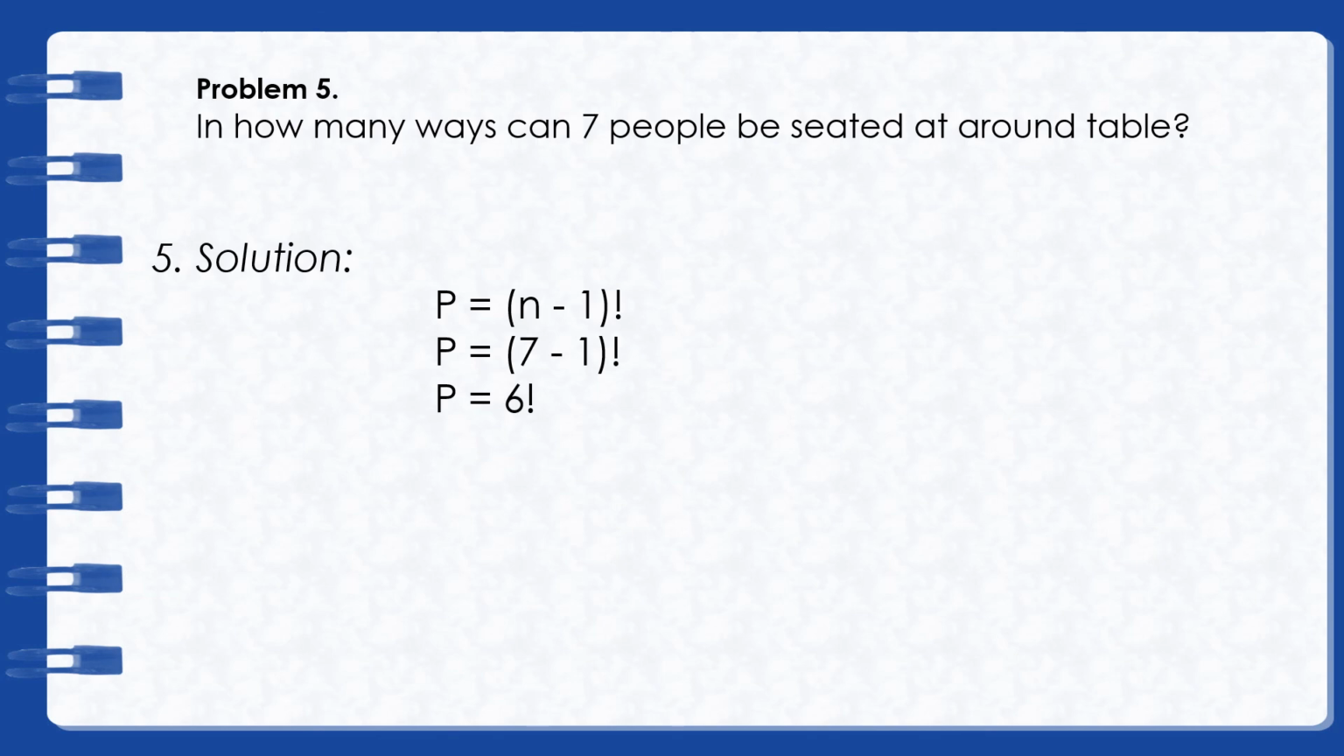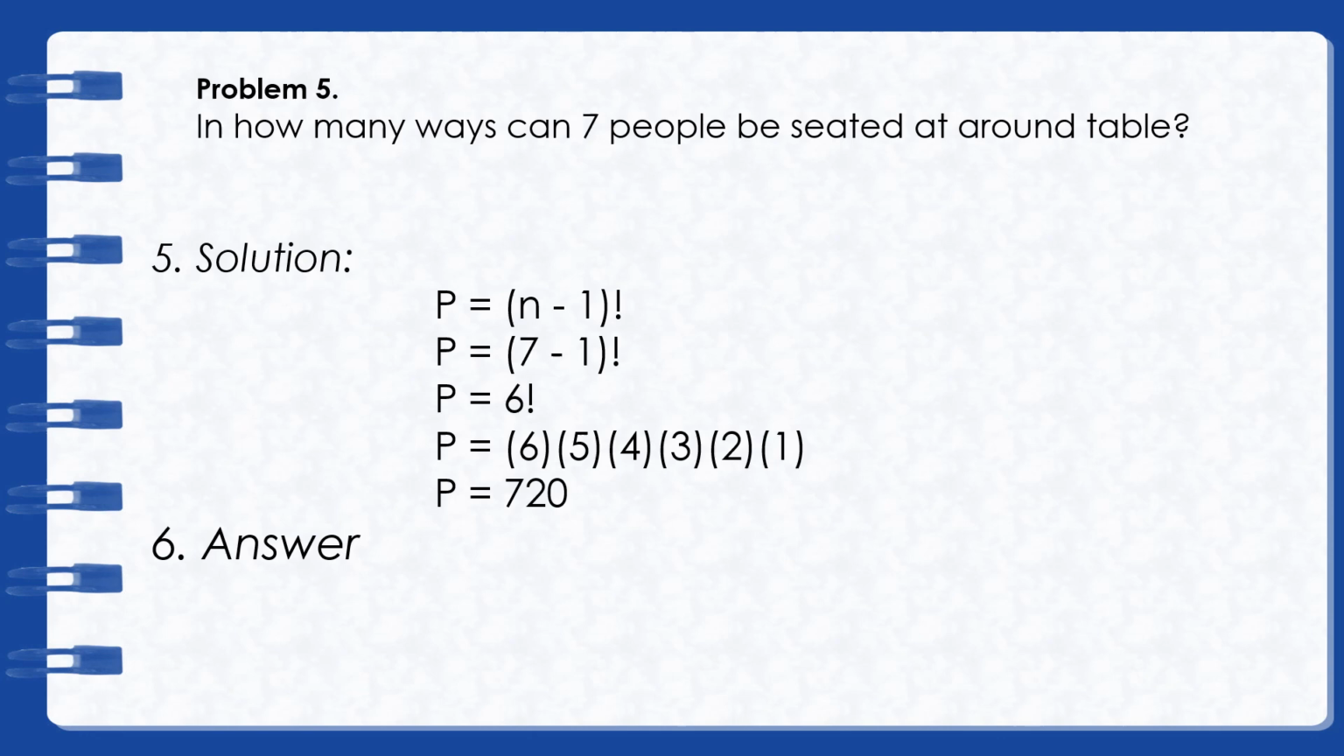So what is the answer? Let us see if you got the correct answer. We have 6 multiplied by 5, multiplied by 4, multiplied by 3, multiplied by 2, multiplied by 1. And the answer is 720. Great! Very good. And so our answer is 720 ways. Very good.